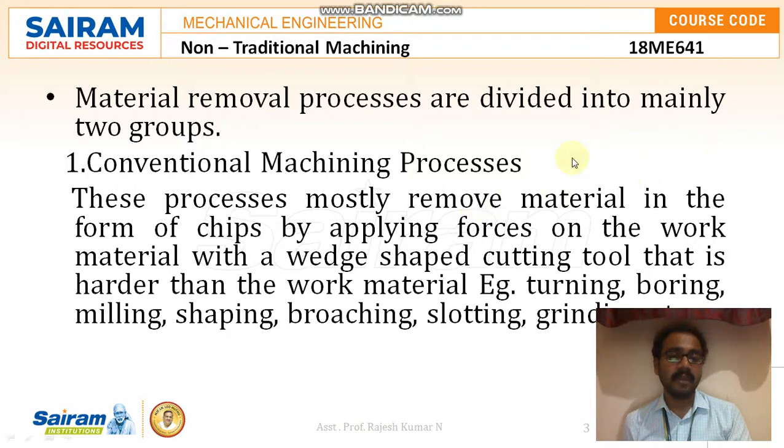Just a recap: we know that in conventional machining processes we mostly remove the excess material in the form of chips by applying forces on the workpiece or work material, usually with a wedge-shaped cutting tool or a very sharp cutting tool, based on the application. Usually for the workpiece material and the tool material, the tool material should be harder than the workpiece material. Examples of conventional machining processes are turning, boring, milling, shaping, broaching, slotting, grinding, etc.